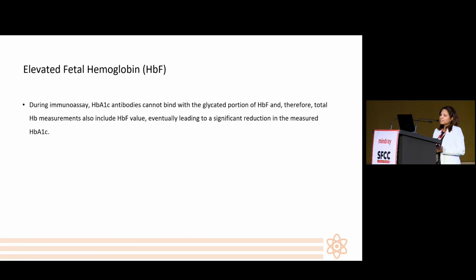Now, immunoassay is based upon the interaction between the antigen and the antibodies. These HbA1c antibodies are not able to bind with the glycated portion of the fetal hemoglobin. Therefore, when the total hemoglobin is measured, it will also include the HbF, which will eventually lead to a reduction in the measured HbA1c.